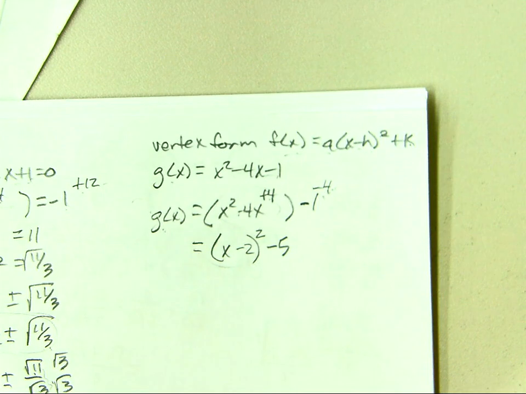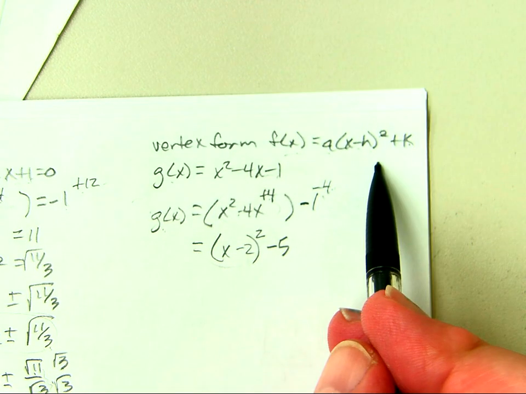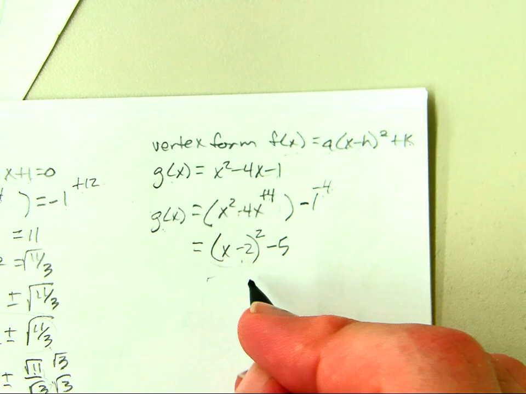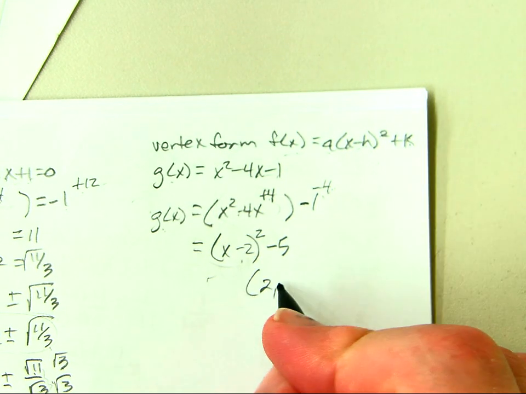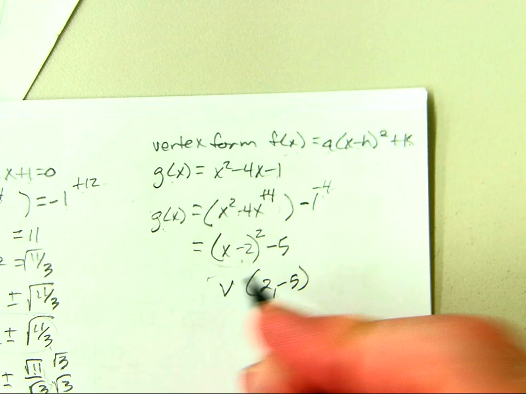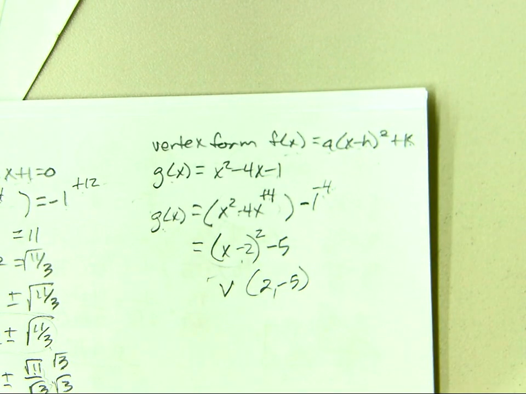Well, that's our vertex form, because if we compare that to the original, that means h is 2 and k is negative 5. So that's our vertex. So that's how you use completing the square to put it in vertex form.